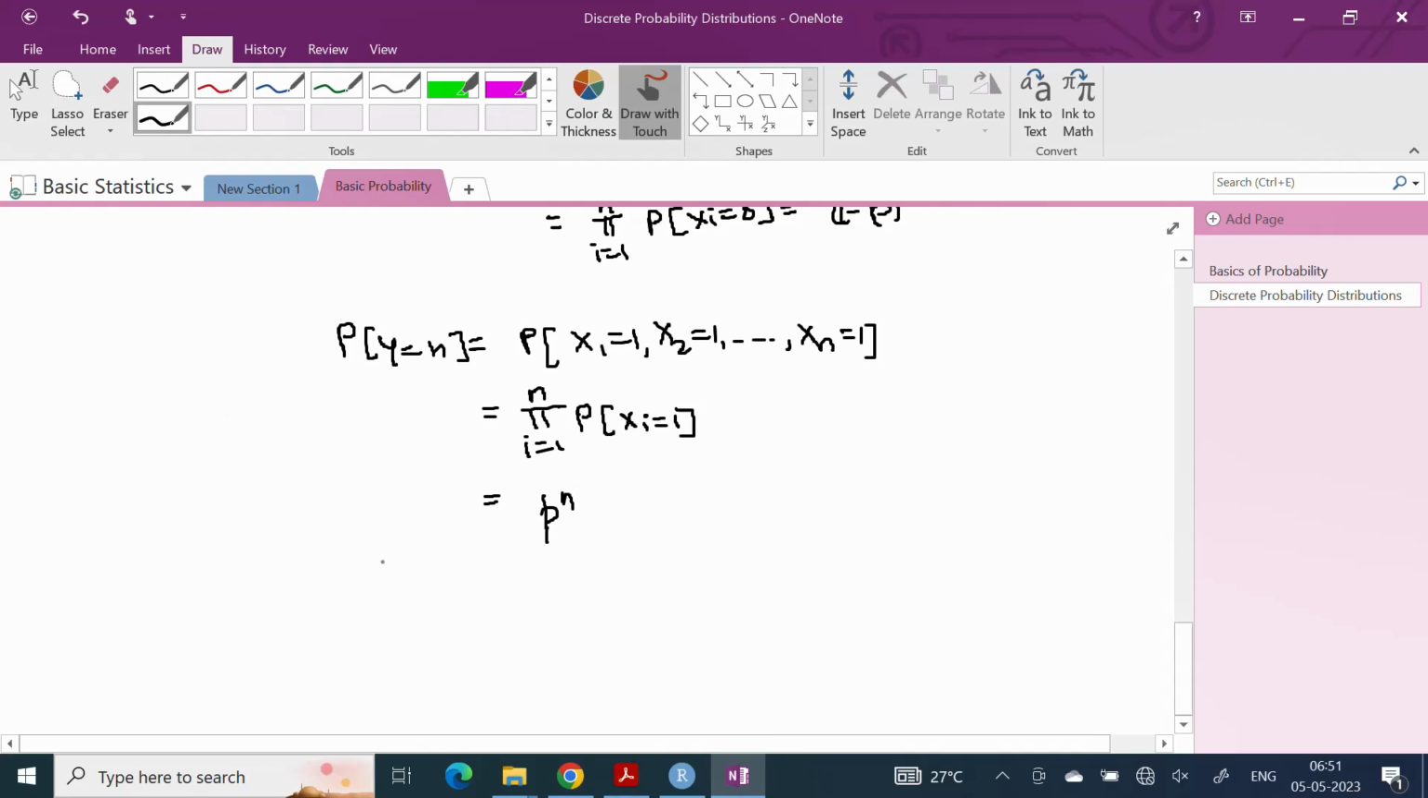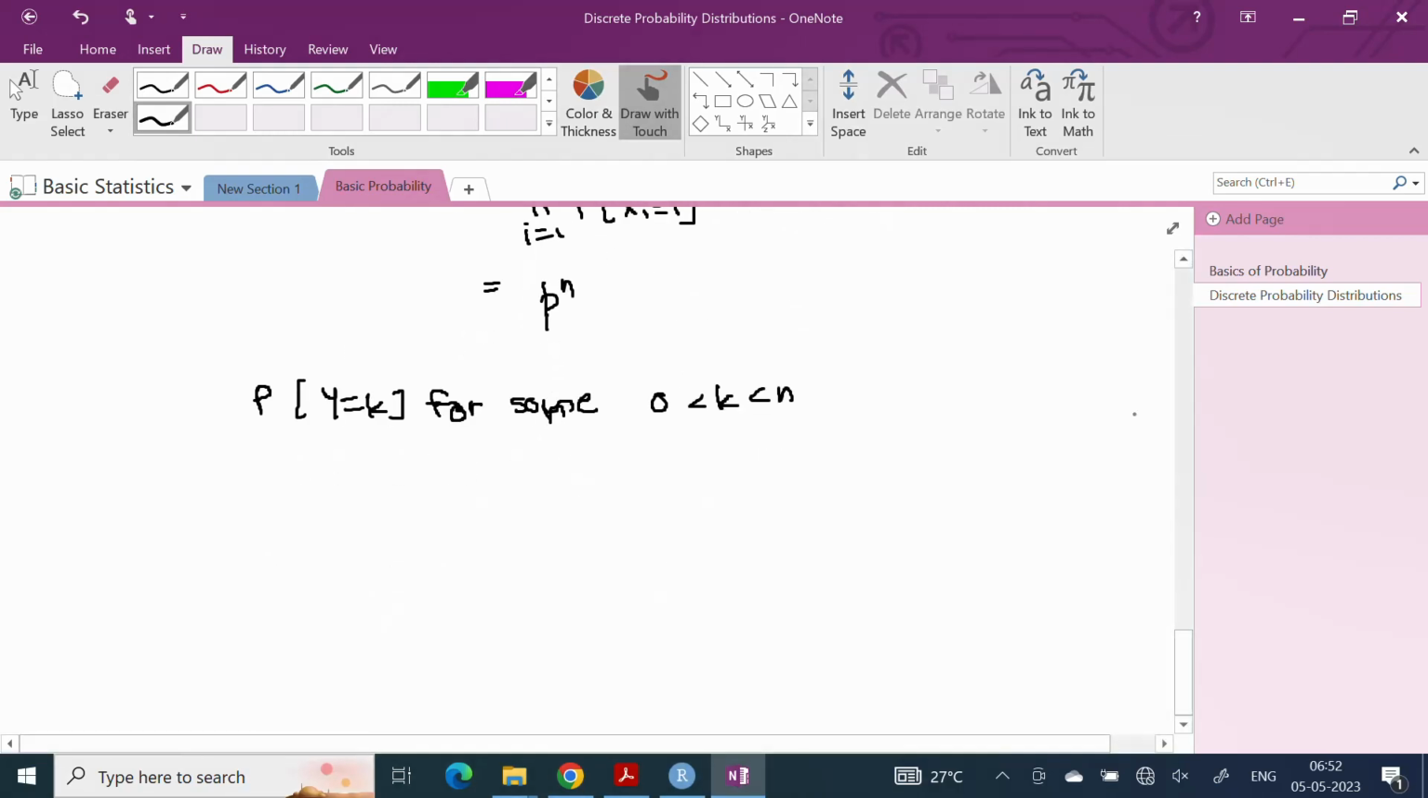However, things are not that straightforward when it comes to some intermediate value. So if I want to compute the probability of y equal to k for some k which is not an extreme value, that is, for some k which is between 0 and n. So it is neither 0 nor n, it is somewhere in between. And of course k is an integer, k belongs to the set of natural numbers.